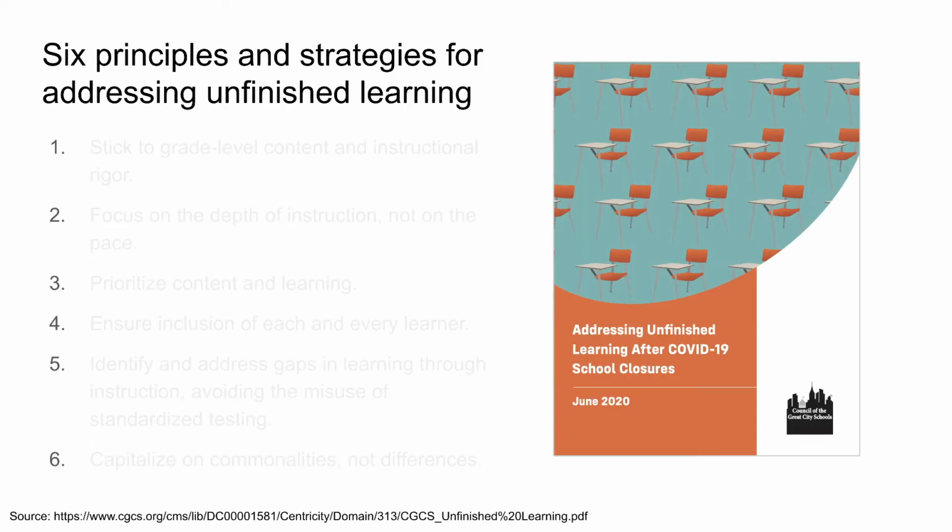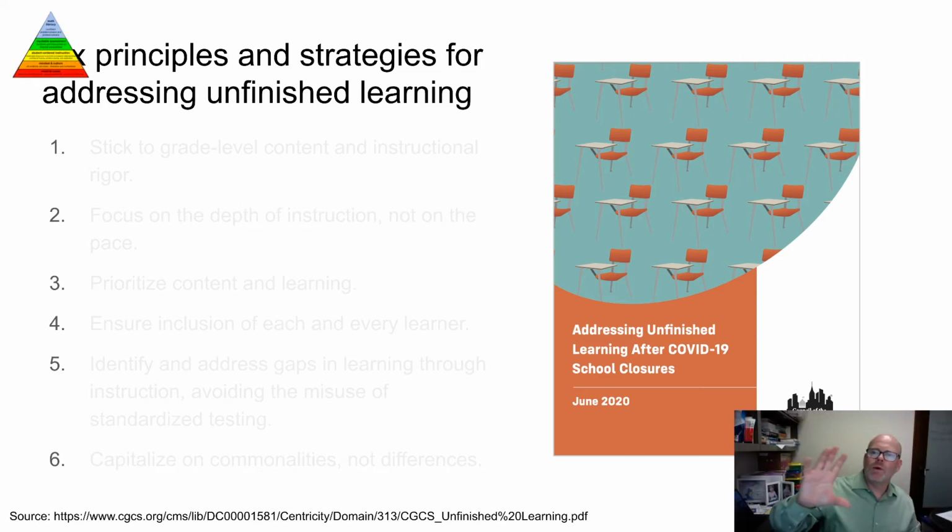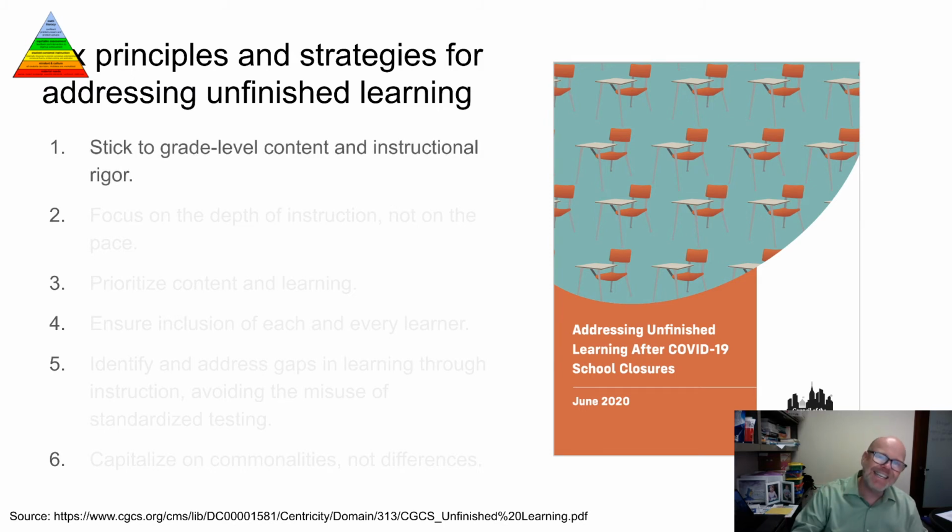All right, so basically we take all of that information from Hurricane Katrina and Pakistan, and what we see with this Council of Great City Schools report, called the Addressing Unfinished Learning document, is that there are really 6 key principles for us to focus on. Number 1, stick to grade level content and instructional rigor. We're not going to dumb anything down. We're going to focus on grade level content and high instructional rigor.